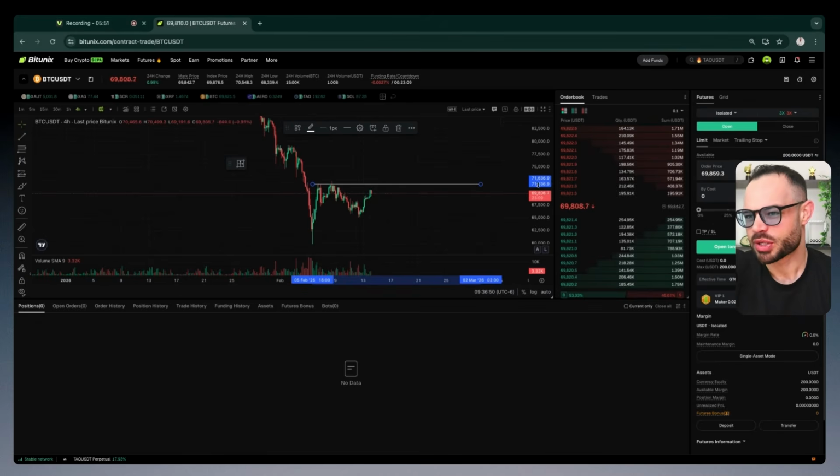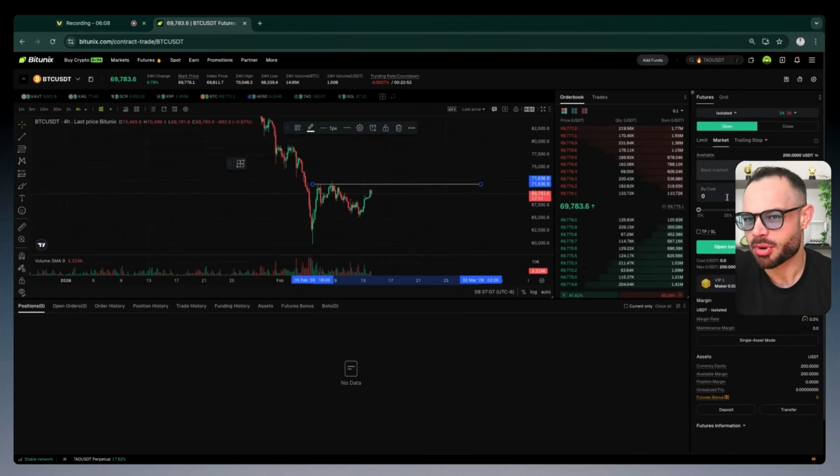For example, we could set a limit order at 71,636. So we would type in 71,636 here. It means that Bitunix as an exchange is going to wait until the price of Bitcoin hits that level to open and trigger our long or short. Okay, again, for today's example, I'm going to use a market order.